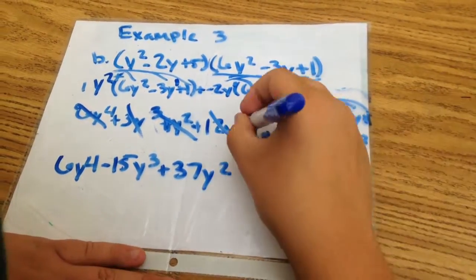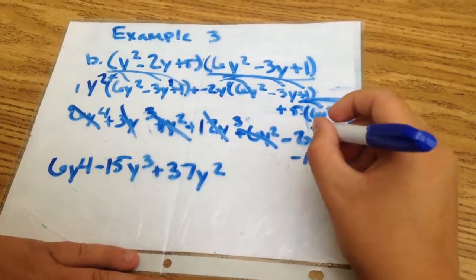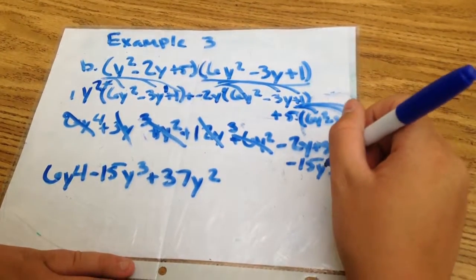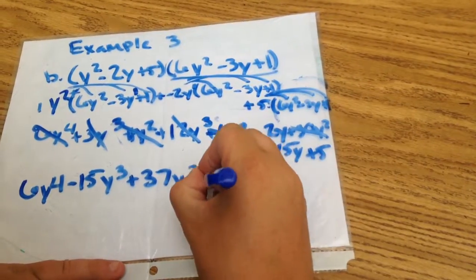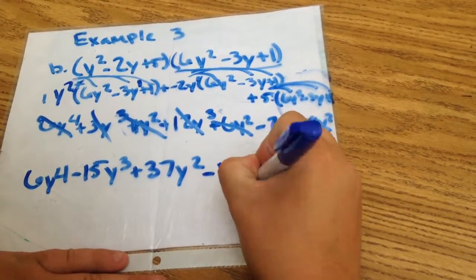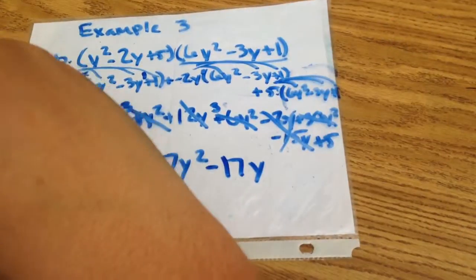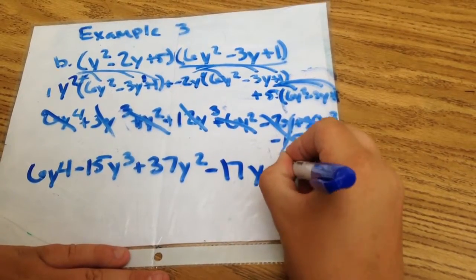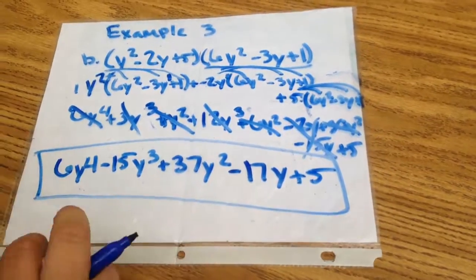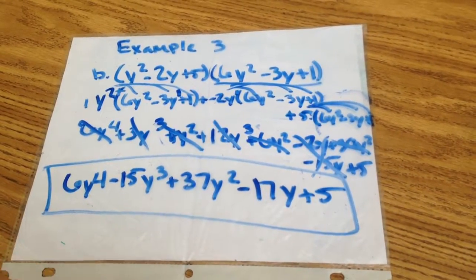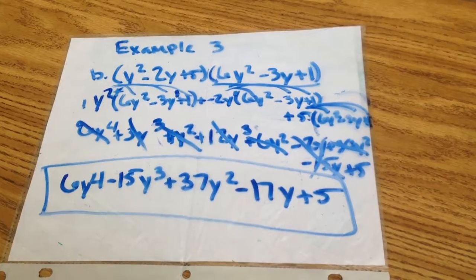And now you look for any y's. So, negative 2y and negative 15y. So, you're going to combine those to get negative 17y, because you're adding those because they're both negative, and you just bring down the plus 5. So this is your final answer. 6y to the fourth minus 15y cubed plus 37y squared minus 17y plus 5.